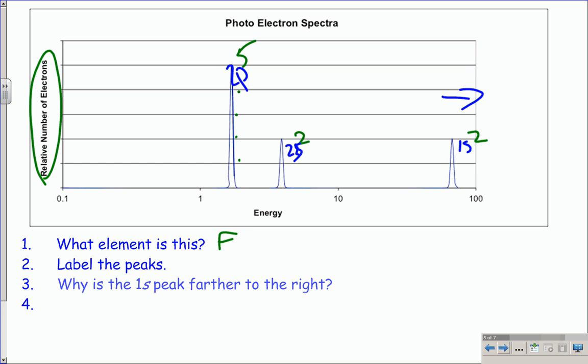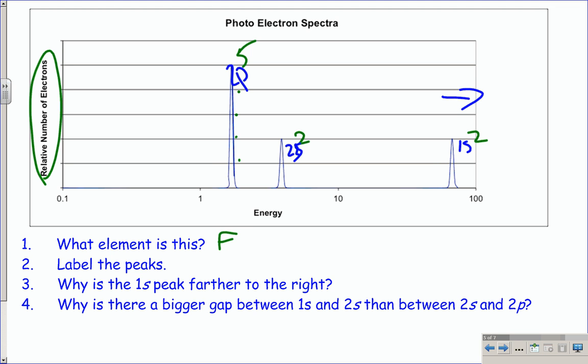Now, why is the 1s peak farther to the right? Well, we've already talked about that, so think about the discussion. Farther to the right means higher in energy. Well, what's going to be the hardest to pull out? Our 1s. So 1s has got to be the very highest in energy every single time. And be careful when they're multi-levels. So look closely at the particular x-axis you're studying.